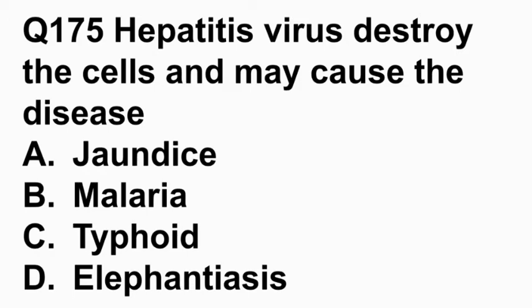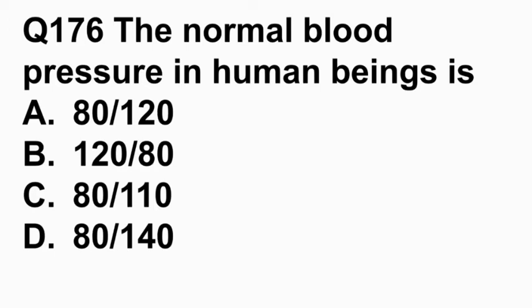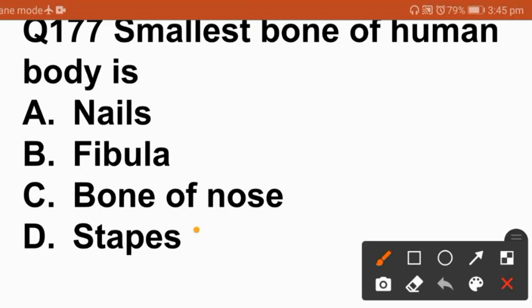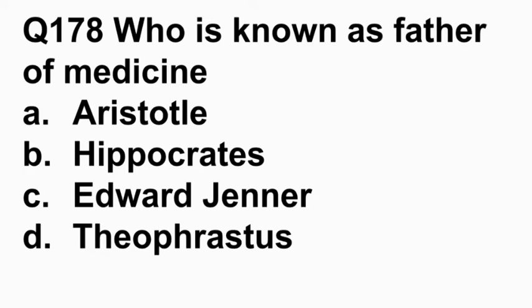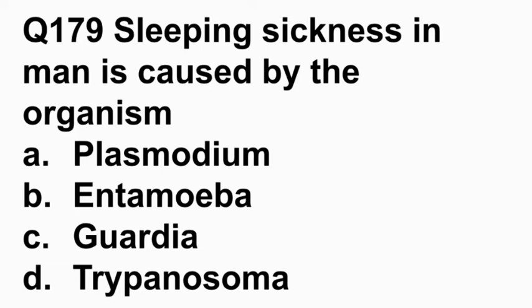Hepatitis virus destroy the cells and may cause the disease A. Jaundice. The normal blood pressure in human being is B. 120/80. Smallest bone of human body is D. Stapes. Who is known as father of medicine? B. Hippocrates. Sleeping sickness in man is caused by the organism D. Trypanosoma.